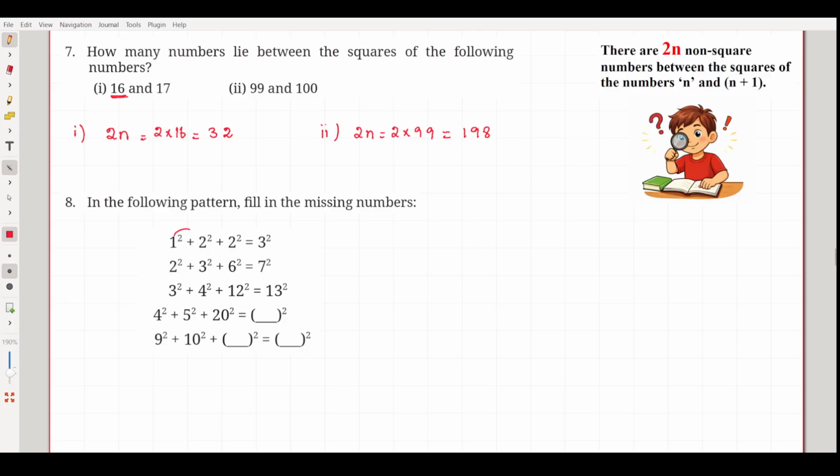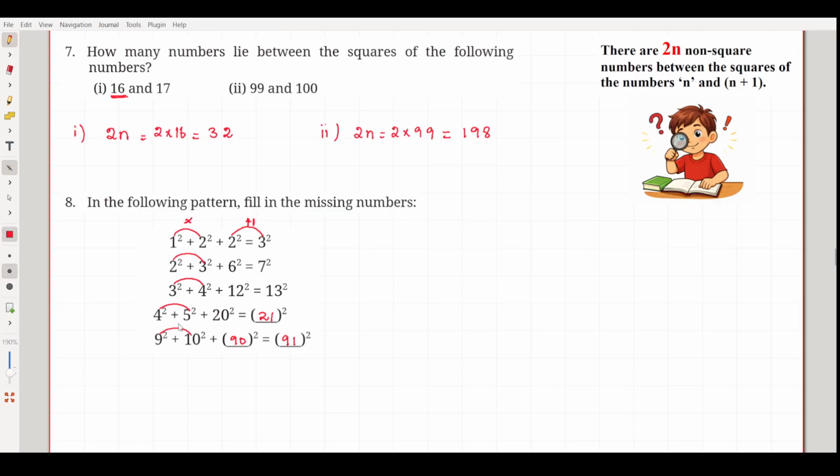What pattern is coming? 1 into 2 is equal to 2. Next, here 1 into 2 is 2, and here we are doing plus 1. Here we are multiplying, and here adding. So 2 3s are 6, 6 plus 1 is 7. Now 3 4s are 12, so 12 plus 1 is 13. Now this is the pattern. Now 4 5s are 20, so 20 plus 1, 21. Next 9 10s are 90, 90 plus 1, 91.